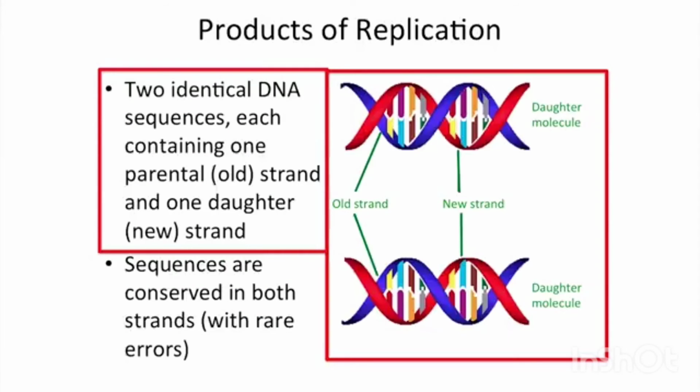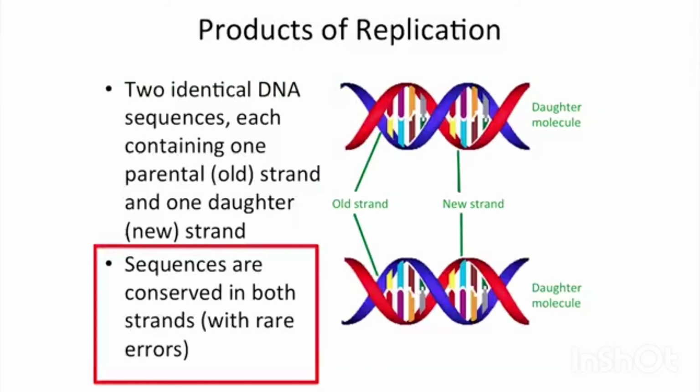So we end up as products of this process with two identical DNA sequences, and each one of them contains a new daughter strand and an old parent strand. So each of these products is a hybrid with one new strand and one old strand. The sequences are conserved in both of these strands with rare errors.